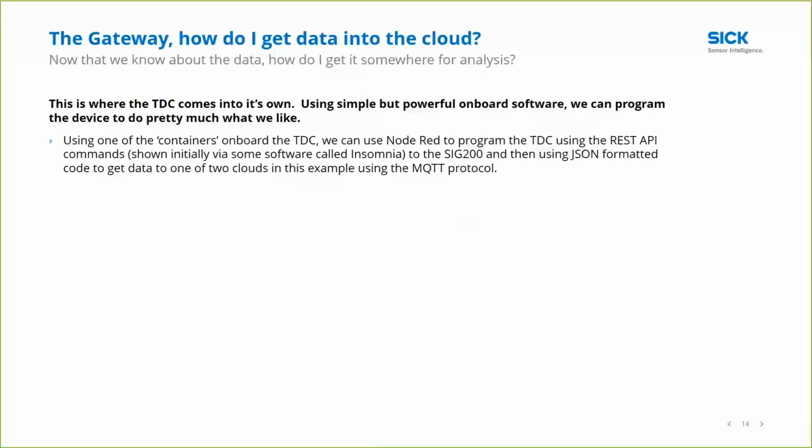So on board the TDC, we have a few containers, but the one we're going to focus on today is a NodeRed container. NodeRed's a very useful programming tool, and it allows us to communicate in whichever form we want, really. But we're going to use the REST API on the SIG200, and then using JSON formatted code, we're going to program the information that we've obtained. We're going to condition it slightly, and then we're going to send it to the cloud. And in this example, we're going to do it with the MQTT protocol, although there is also availability for OPC-UA connections.